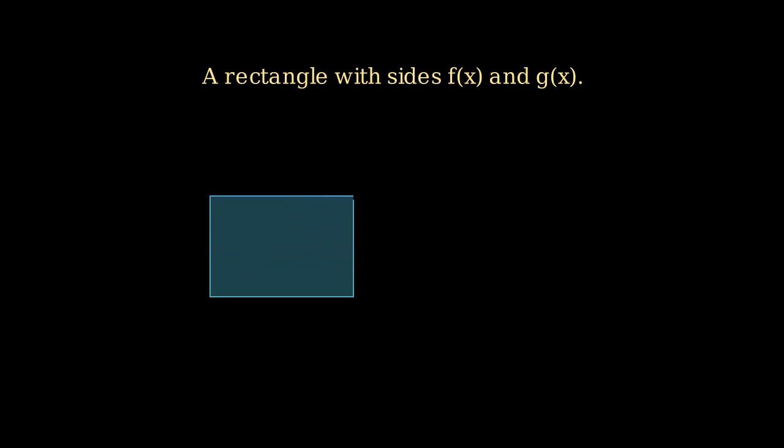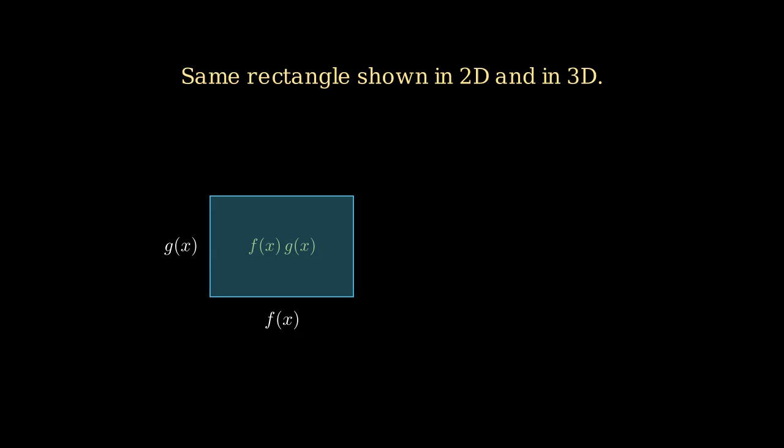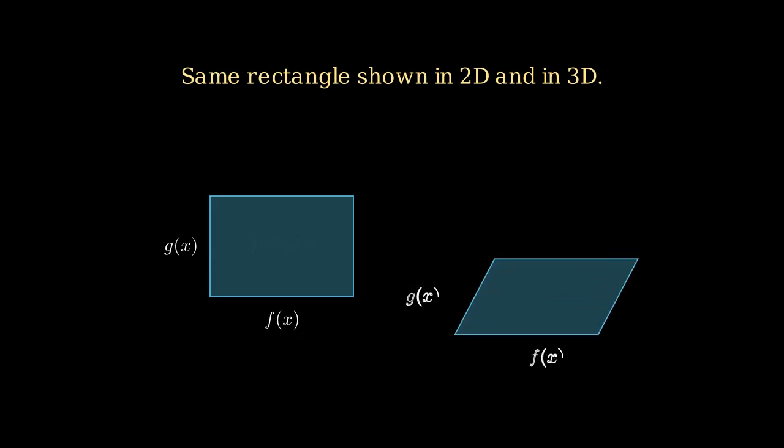Here is our rectangle. One side has length f of x, the other side has length g of x, so the area of the rectangle is f of x times g of x. In 2 dimensions, picture the rectangle sitting flat on the page. In 3 dimensions, picture it as a flat panel tilted slightly in space, so you can see its 2 edges clearly. One edge length f of x, the other edge length g of x, with all labels kept flat and horizontal so they stay readable.